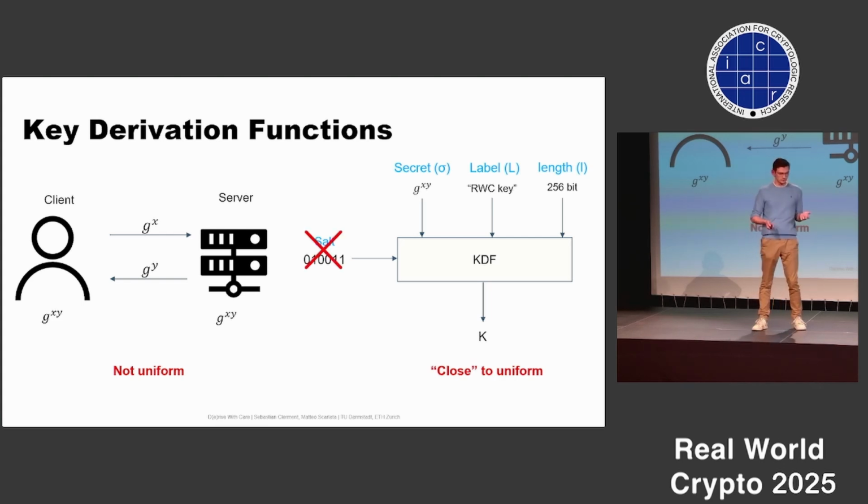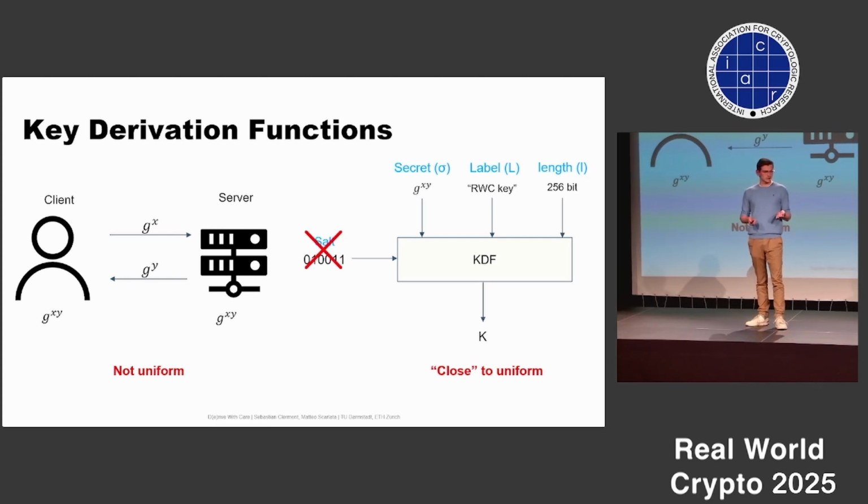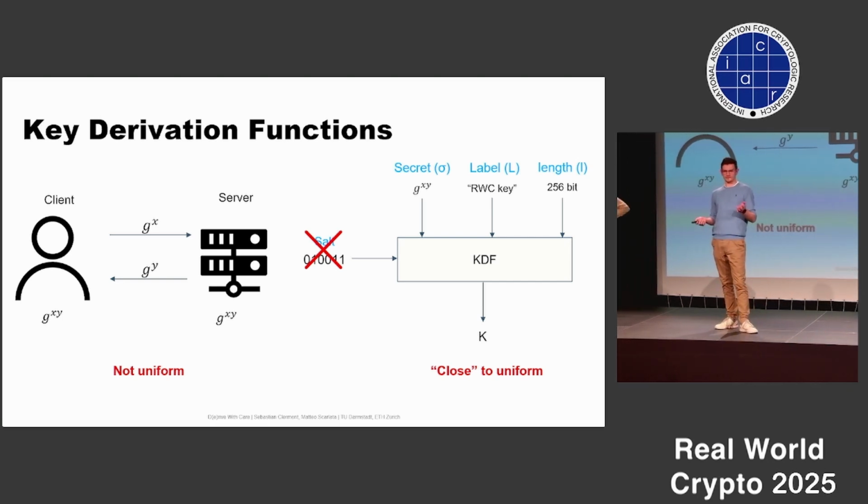However, when we looked at what constructions that are deployed actually do, we realized that basically none of them use the salt value as it is intended, but just put some fixed string in as the salt input. As a consequence, we've come up with a model to analyze these key derivation functions without relying on the salt value.